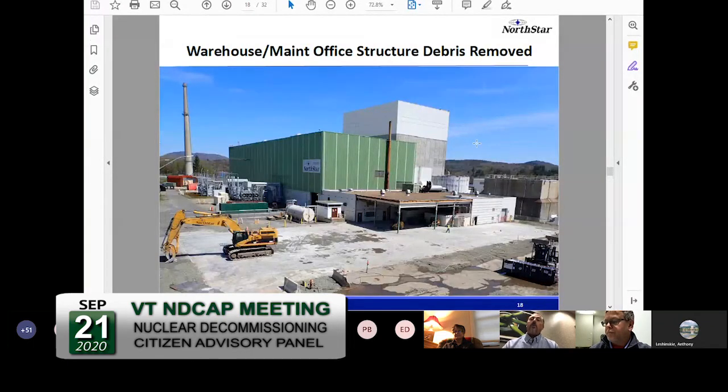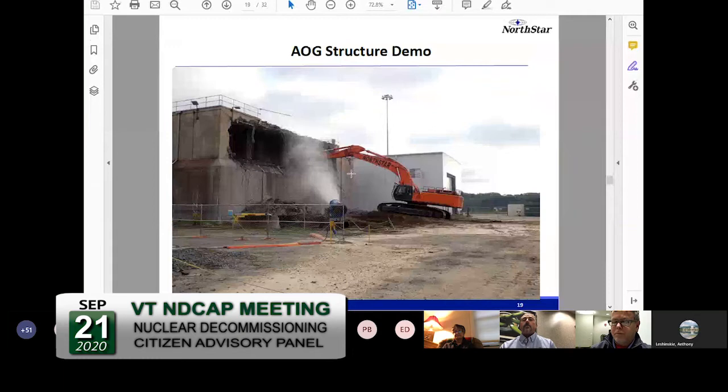So, similar scene shot, but the entire warehouse and the construction office building is gone. I draw your attention to the far right-hand side of the slide. And now you can see the advanced off-gas building, the large concrete structure. Next slide, please. So this is the AOG structure during demolition. The entire structure was free-released, and we determined that all the materials inside were skid-mounted and removable, and they had all been pulled out. So we were down to just the large concrete building with all the rebar in it. Next slide, please.